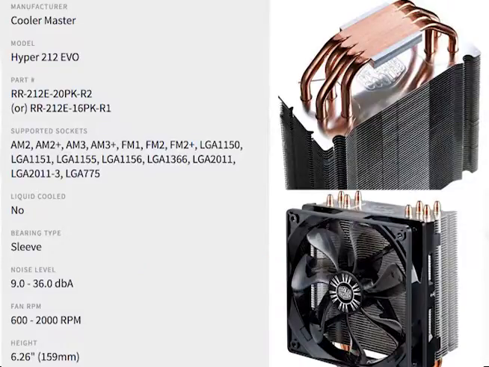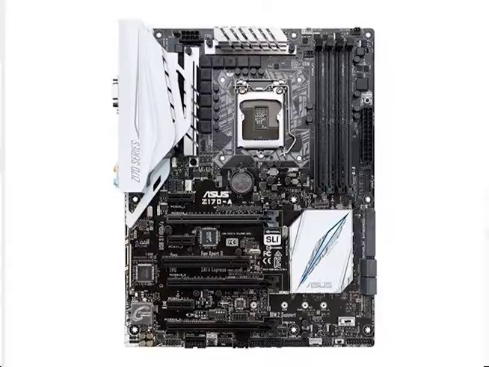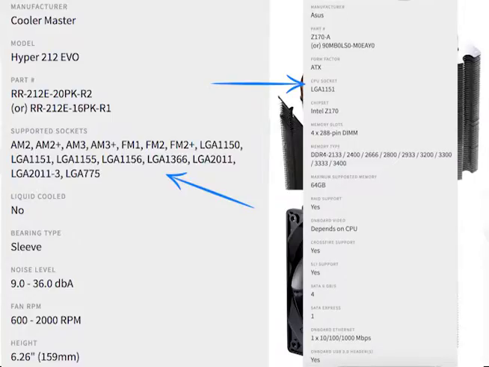Looking at the actual specifications, the only real important things to look at with a CPU cooler are the supported sockets and the height. You essentially just want to make sure that the CPU socket that you have chosen for your motherboard is also compatible with your CPU cooler. And I believe the one that we chose for both the motherboard and the CPU is an LGA 1151, which, as you can see, is supported by the cooler that we've gone with today.